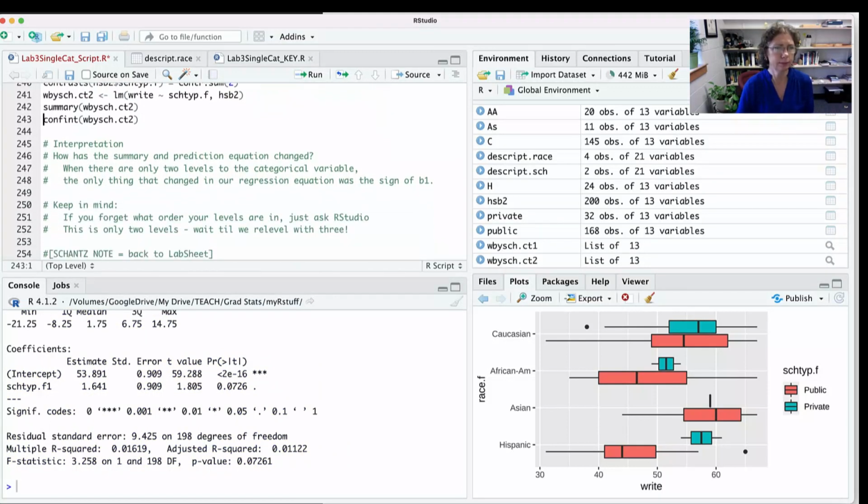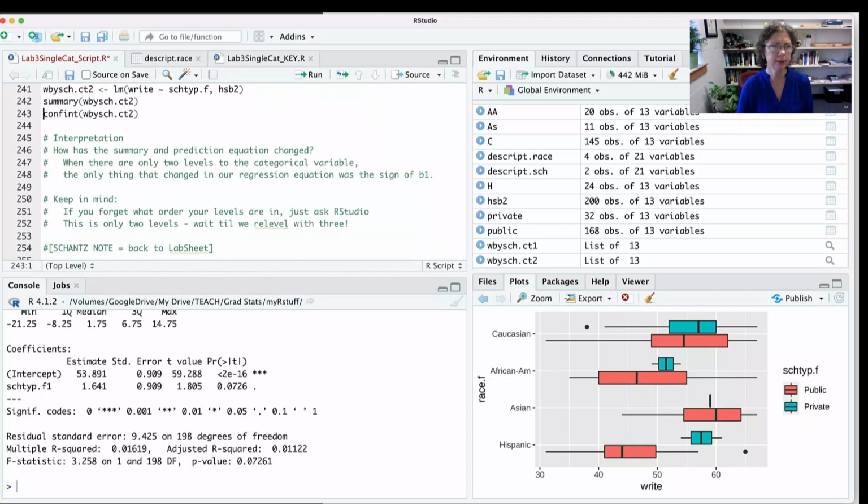So how has this summary changed? And how does it change the prediction equation? Notice that the F-stat is still the same. The R squared is still the same. So the overall model does not change. The only thing that changed here is the coefficients.